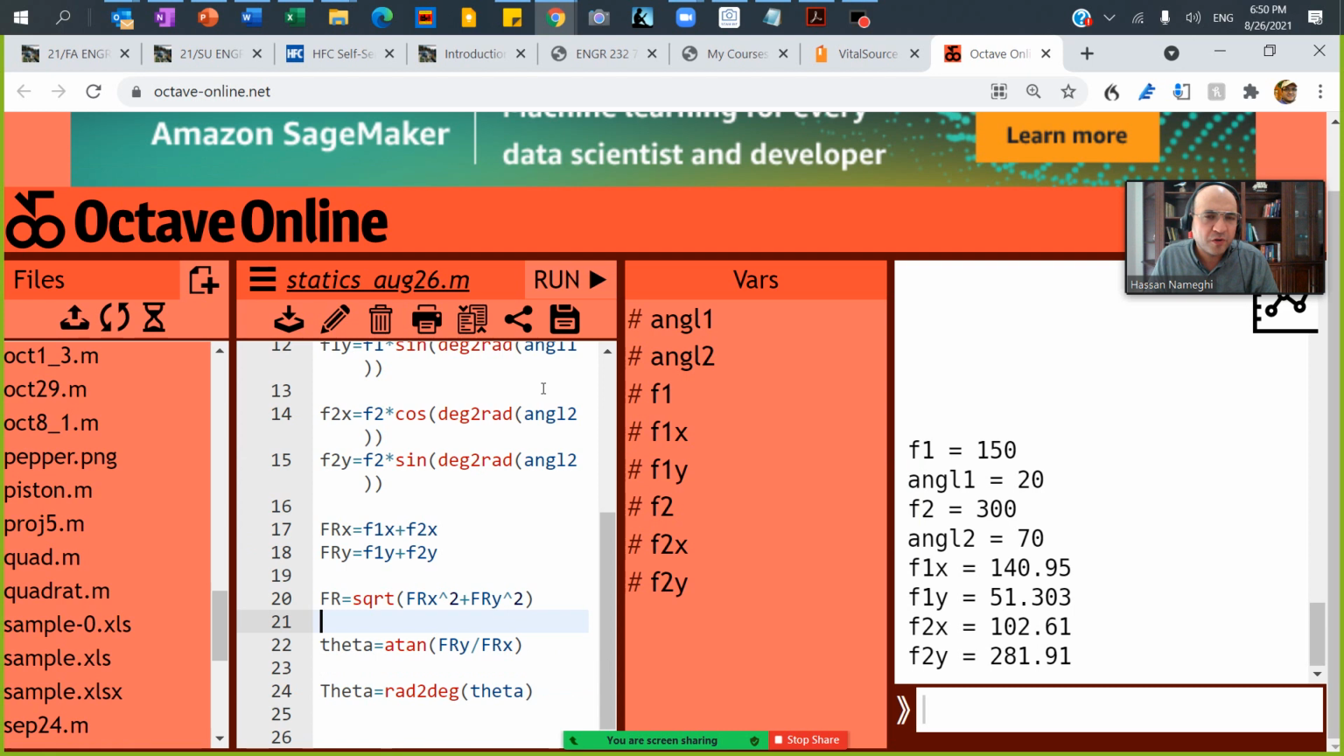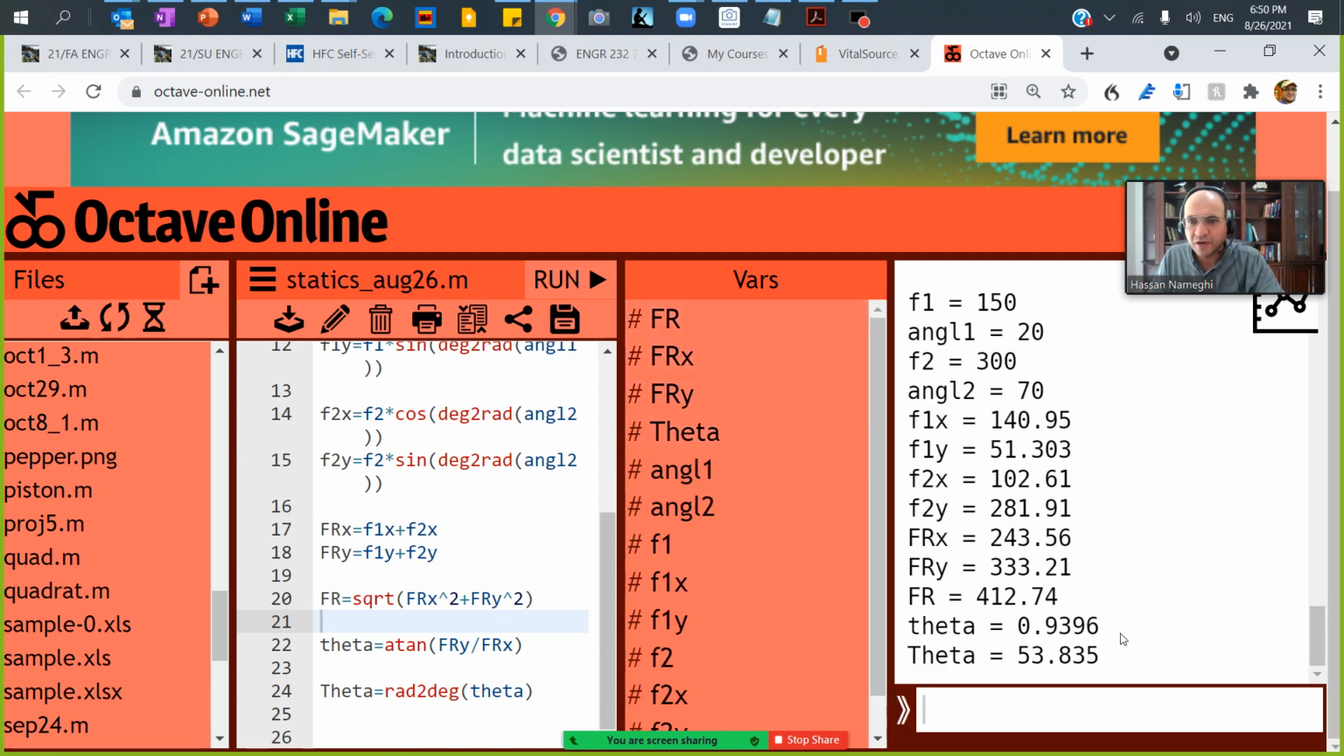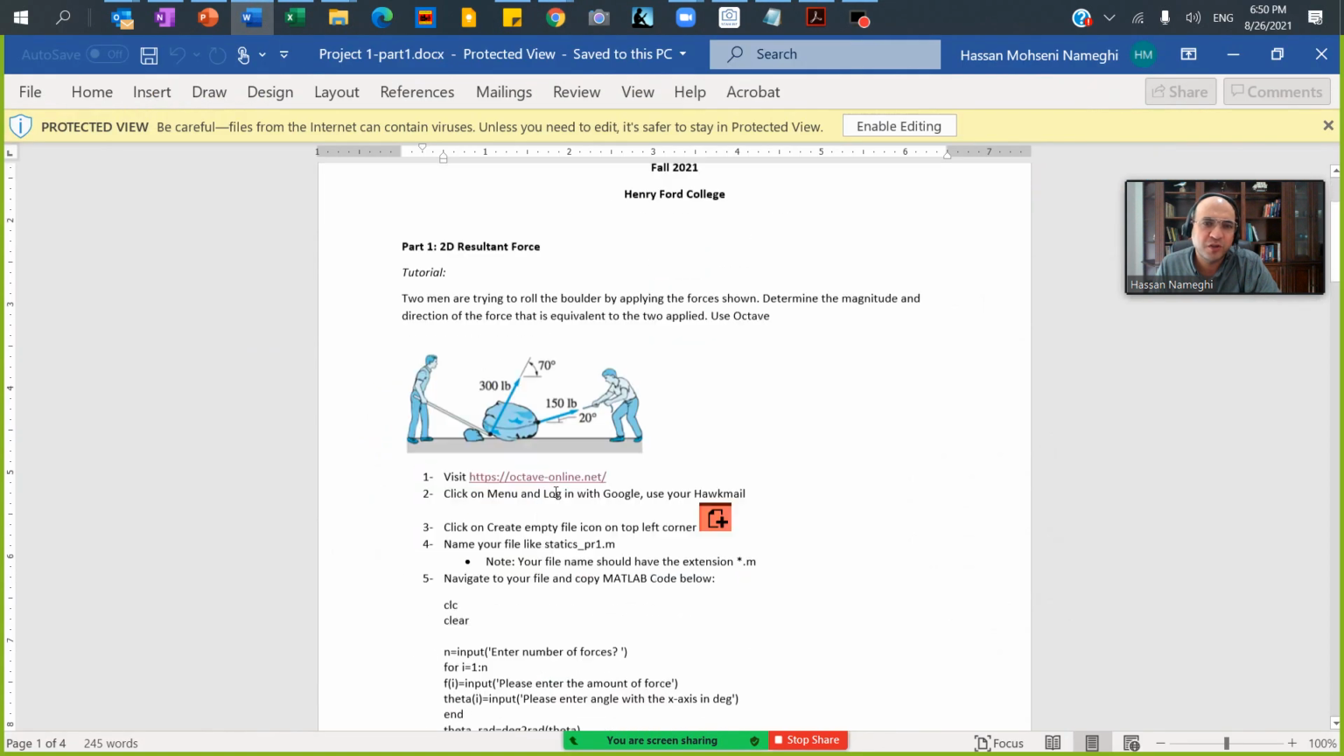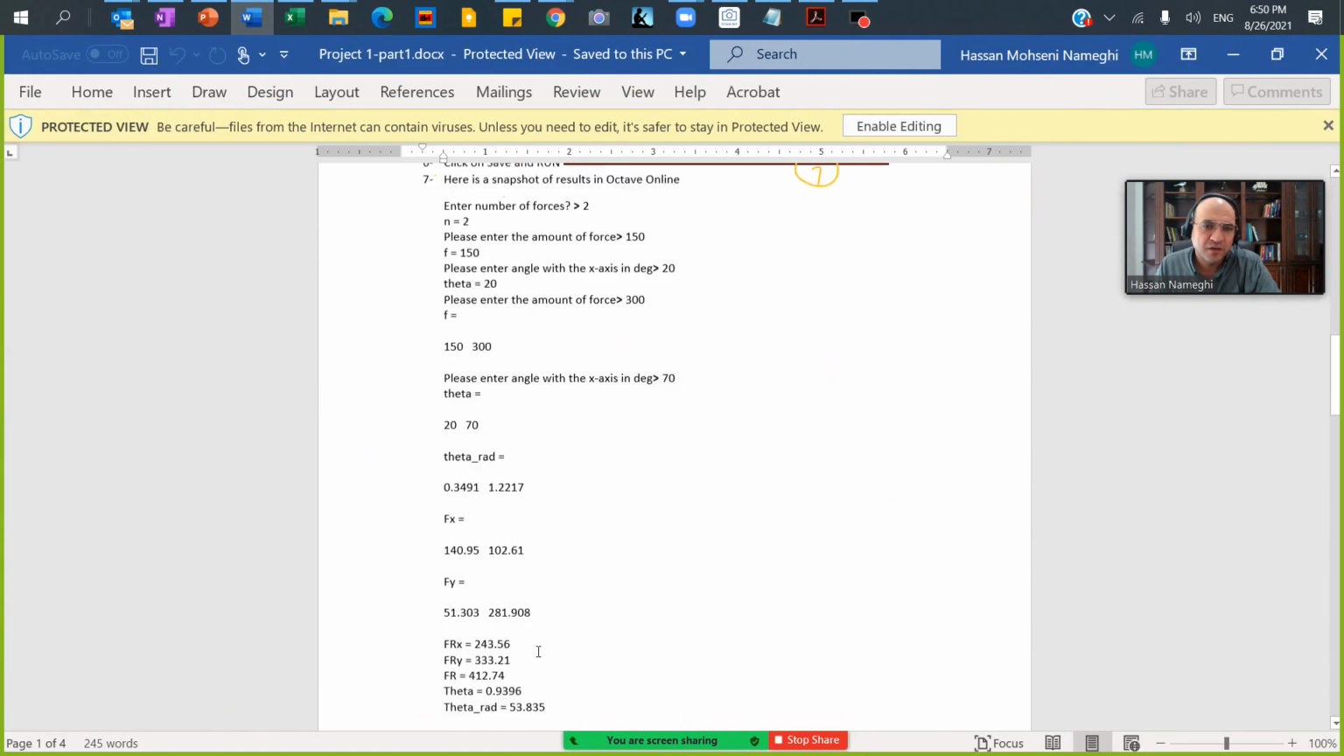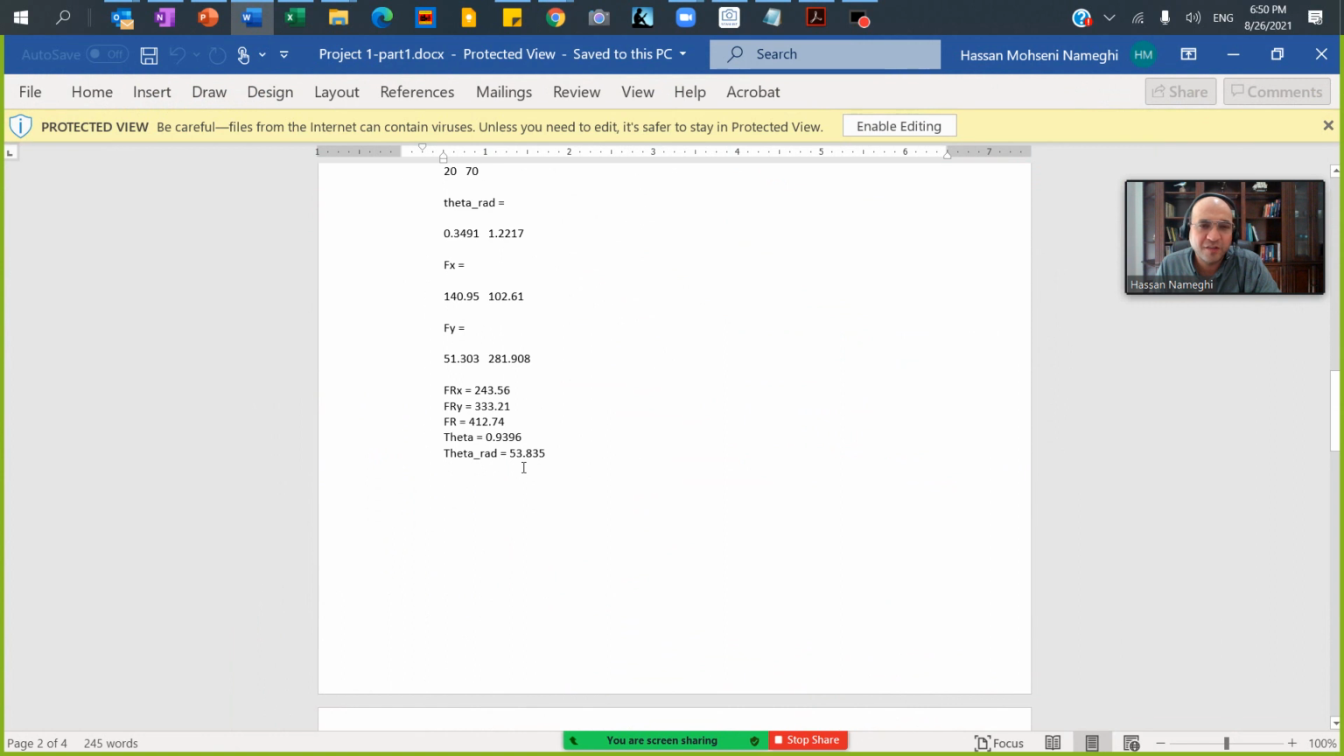It did not run the very recent one. Okay, it did calculate, right? So your resultant force is 412 and the angle is 53.835. So this is the code I wrote for two forces, and then I want to check the tutorial answer, whether I got the same answer or not. Yeah, I got the same answer. This is like 53, 412.